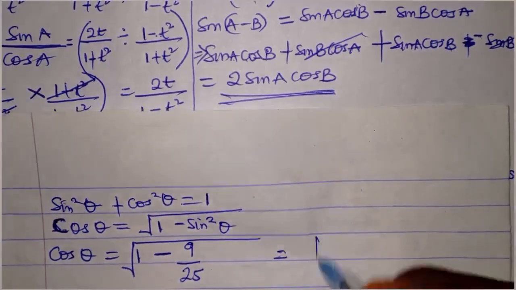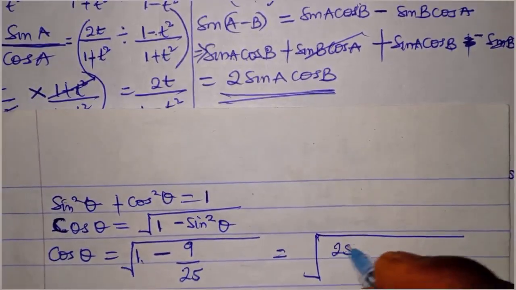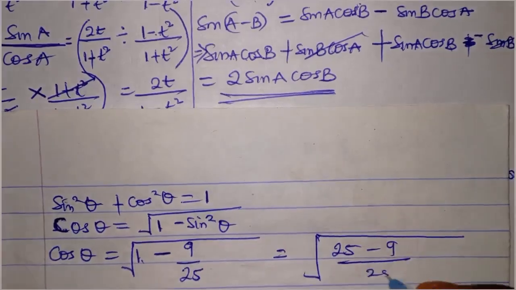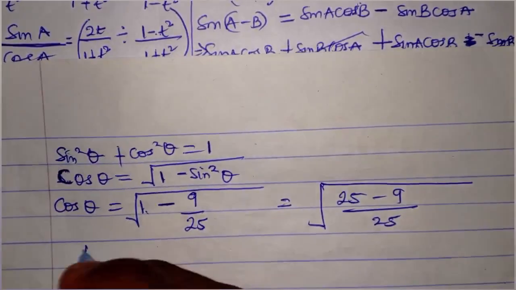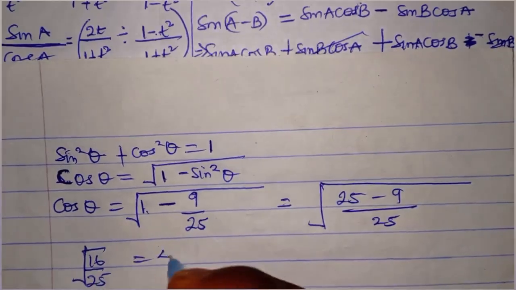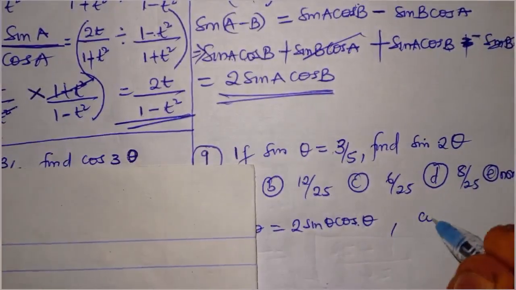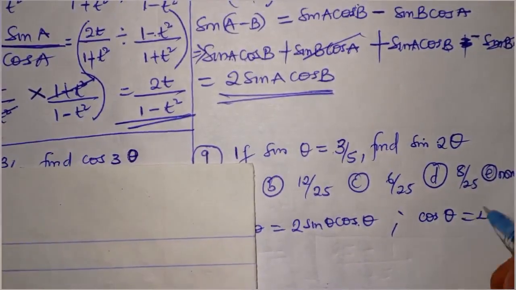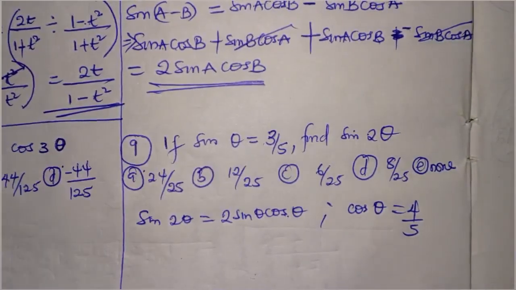So this is it, the square root. 25 times 1 is 25 minus 9 over 25. 25 minus 9 is 16. So we have the square root of 16 all over 25, and that will give me 4 over 5. So cos theta is 4 over 5. I'm going to write cos theta equal to 4 over 5 here. Good. So we can now proceed.